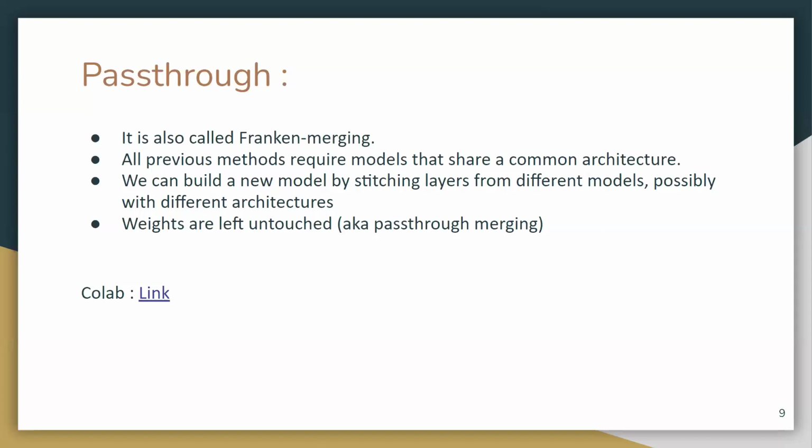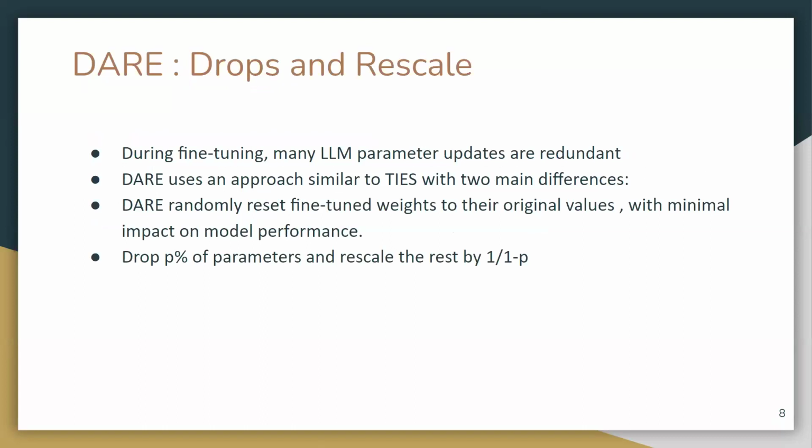The last one I will talk about is pass-through merging. Ritesh, can you go back to the previous slide? Yes. When you say the third point, they randomly reset fine-tuned weights to their original values, right? That means the weights have already been fine-tuned, and now you are resetting them to their original values. Why are you doing this? What is the benefit of this process?